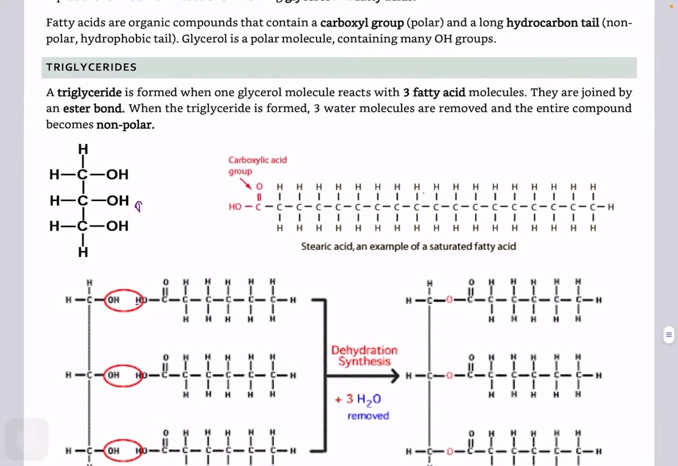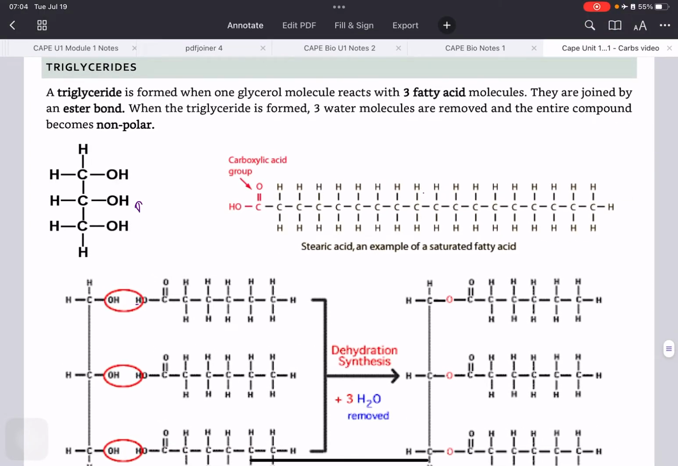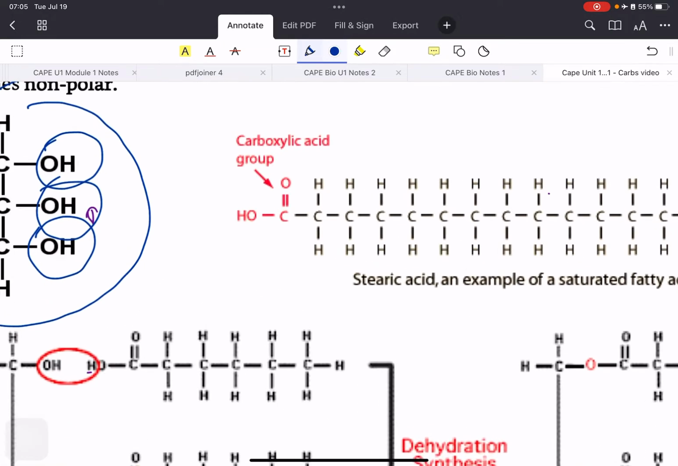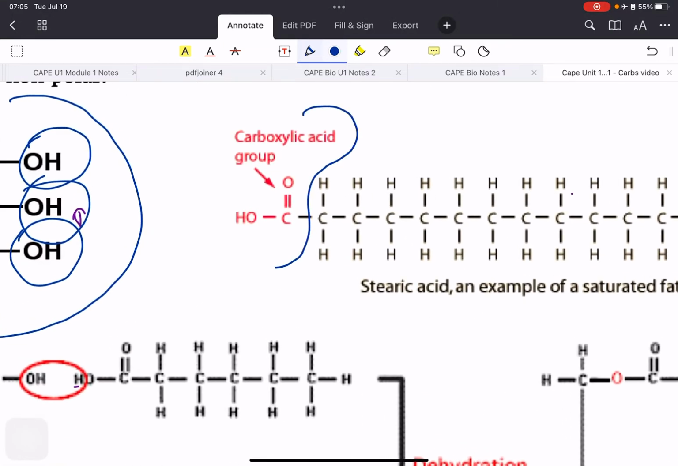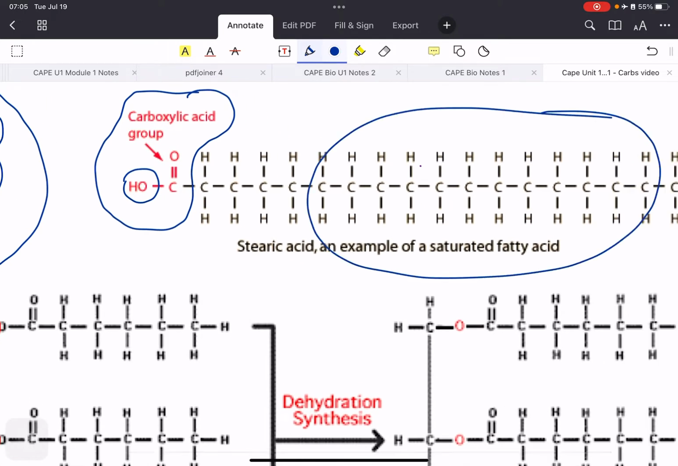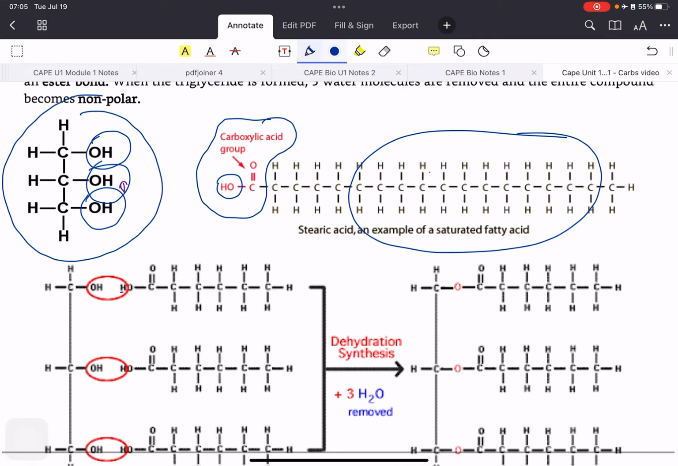So let's take a look at what we're dealing with here. All right, so this is our glycerol molecule here. You can see it contains 3 OH groups. And from our previous videos, anything that contains an OH group is polar and can dissolve in water, right? This is the carboxylic acid group of the fatty acid. You can see it has an OH group here, polar. And here is the long hydrocarbon tail. As you can see, there are no OH groups there, so it's non-polar.